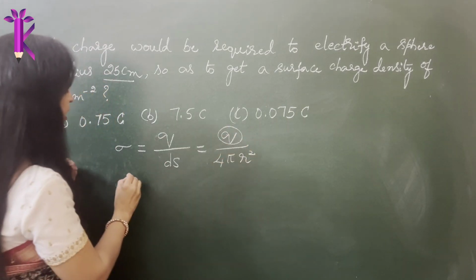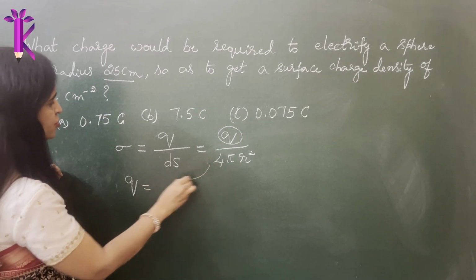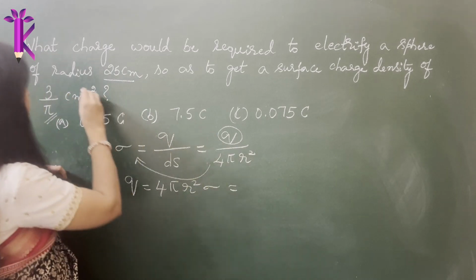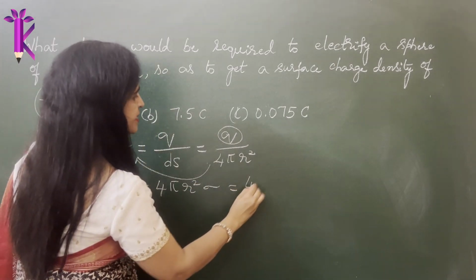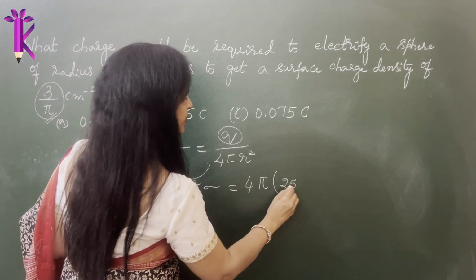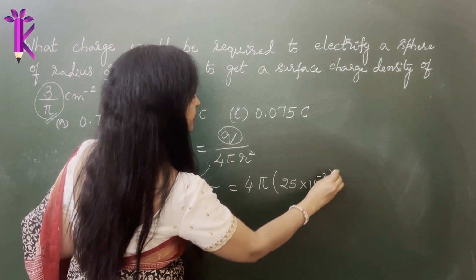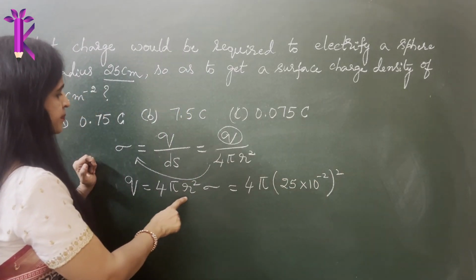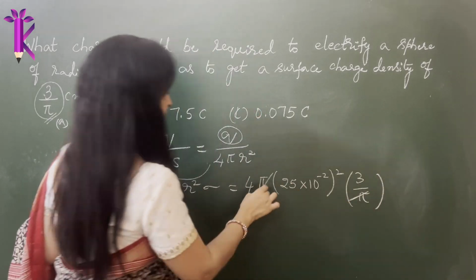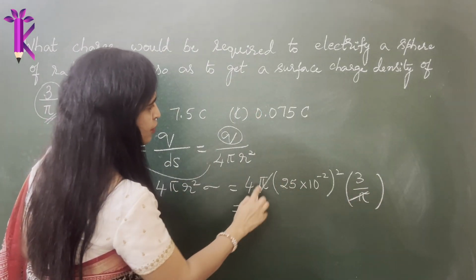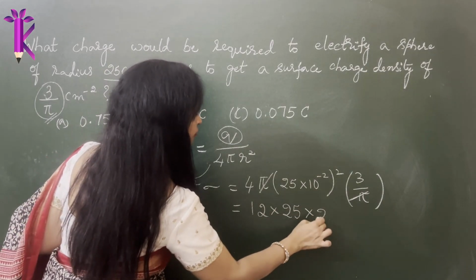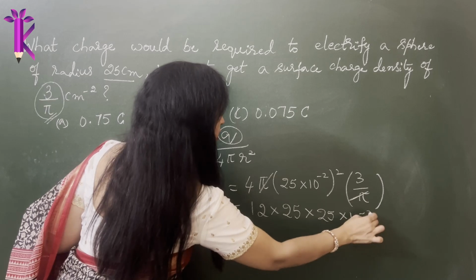You need to find out the charge. So charge is question mark. Q, you cross multiply here, it becomes 4 pi r square sigma. Sigma is given to be 3 by pi, which is mentioned. So let's keep 4 pi as such. I'll tell you why. Radius is 25 centimeters. 25 centimeter is 25 into 10 to the power of minus 2 meter, the whole square. And sigma is given to be 3 divided by pi. So pi and pi will get cancelled. Hence, I left it as such. So you have 4 into 3 is 12, 12 into 25 into 25 into 10 to the power of minus 2.